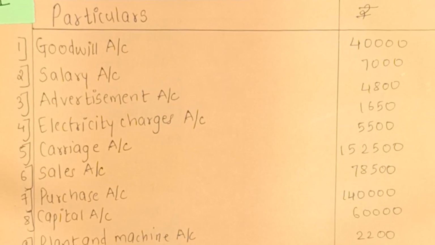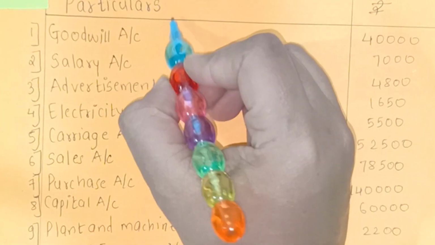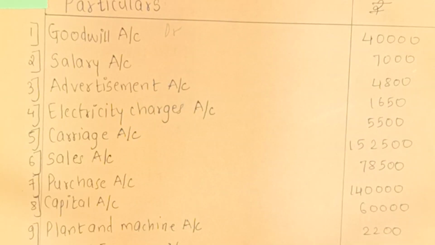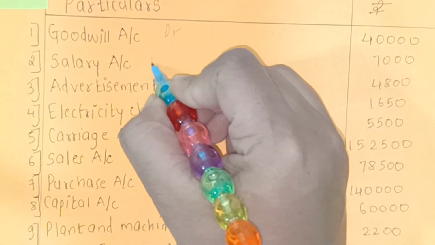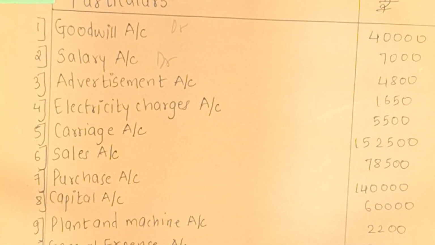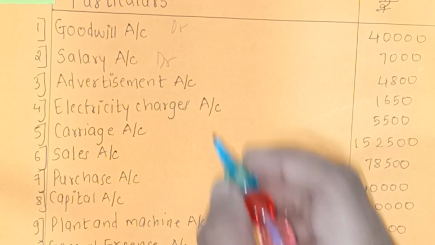First is goodwill. Goodwill is an intangible asset, as we know, so mark it as the debit side. Next we have salary. Salary is an expense, so we know that expense will be debited. Remember, only expenses and assets will be debited. Next we have the advertisement account. Advertisement again is an expense to the company, so it will be debited.